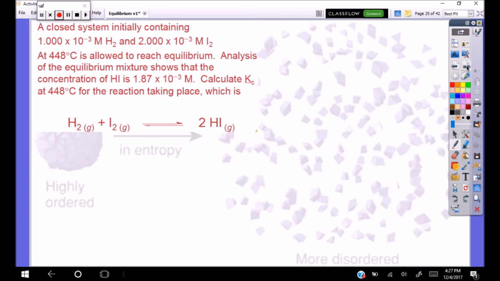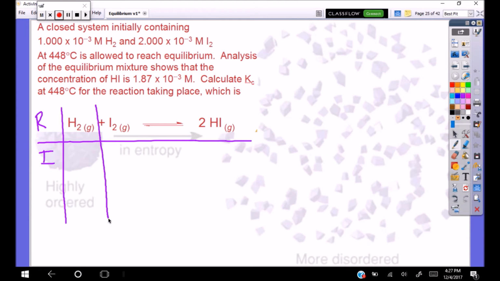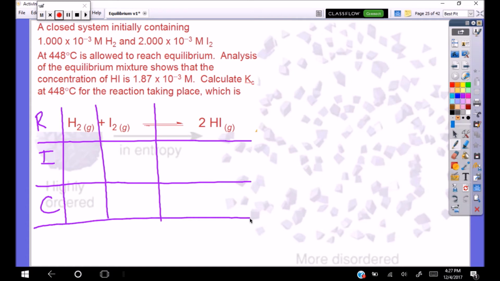All right, well, the nice thing is they already gave me my balanced reaction, so there's my R. I'm going to set up the rest of my table here. So I've got my I. I'm going to just kind of split it up this way. And I've got my C, and I've got my E. Now you don't have to make an actual table if you don't want to.